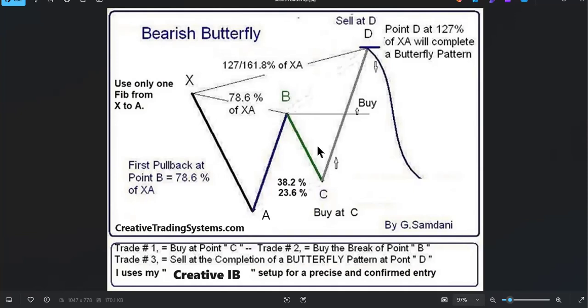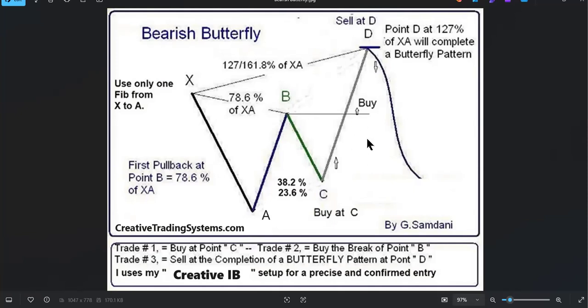Because every time it's going to hit this one, this one is going to dip. I know that, and you know that, right? This is exactly what happened. When that dip happened, I got my 20-minute chart entry, and then I take that. That would be the second trade, as it says here: buy the break of point B.